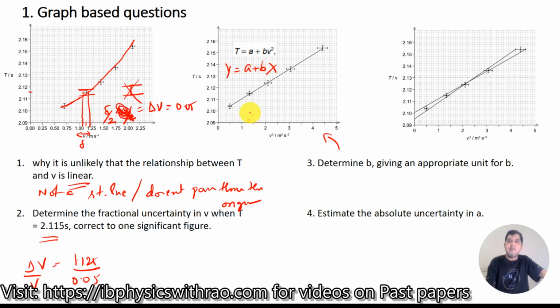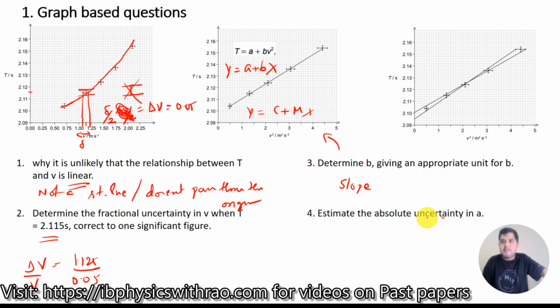So y equal to A plus Bx is similar to y equal to C plus Mx, or y equal to Mx plus C. Which means what is M here? M is the slope. So determine the slope from here, you get the value of B. Very easy. So you need to get the value of slope from here. Estimate the absolute uncertainty in A.